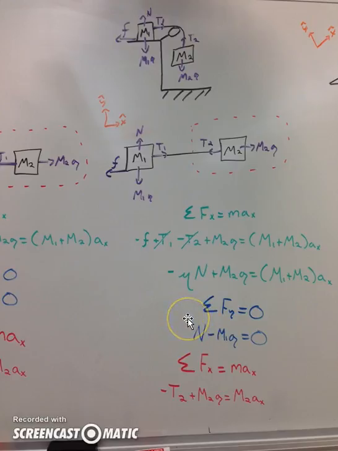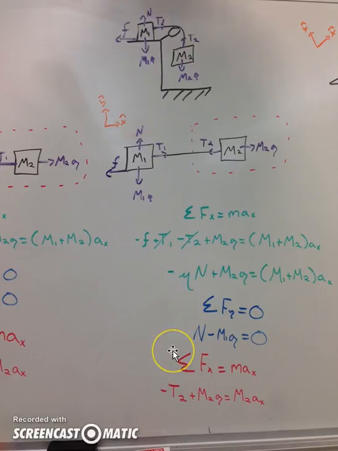Now, a classic problem here is we could solve for what the coefficient of static friction is, or kinetic friction, I guess it would be since it's moving. So in order to solve for that, we have to plug in what N would be. And we can solve for N by doing the sum of the forces in the Y. So here N would equal M1 times G, and we would plug that right into this equation here. And then we can solve for mu.